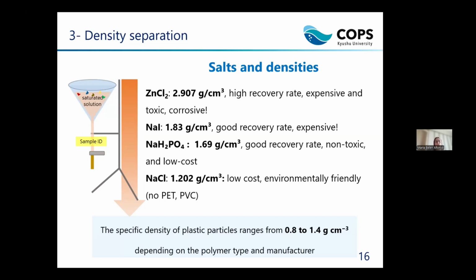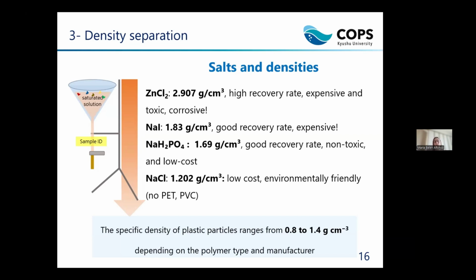In the case of sodium iodide, the density is lower, but it's still good. It's 1.83 for a saturated solution. So you will have a good recovery rate, but it's also expensive. In the case of sodium dihydrogen phosphate, the density is 1.69. So the recovery rate is good as well, it is not toxic for the environment and is low cost. So it's highly recommended to use.